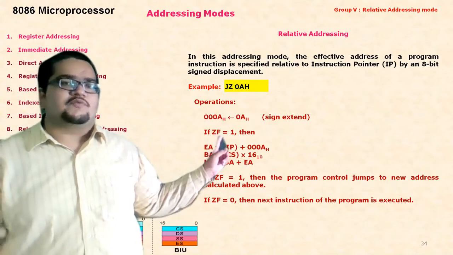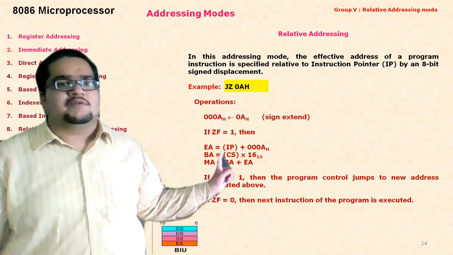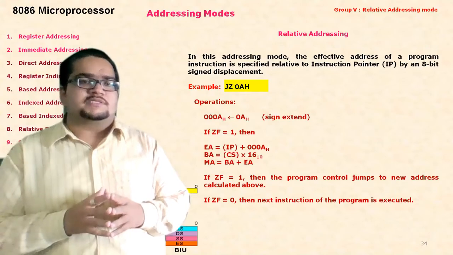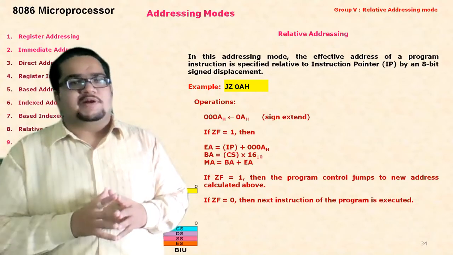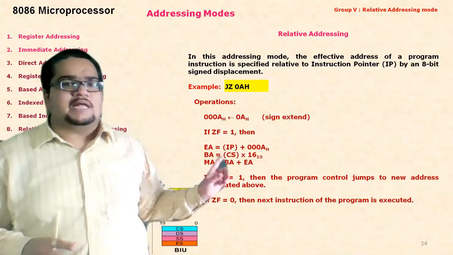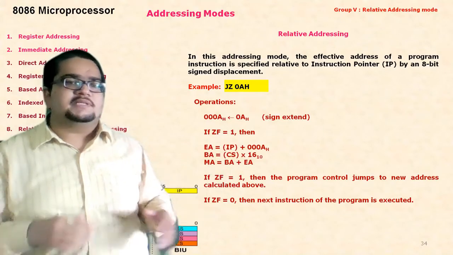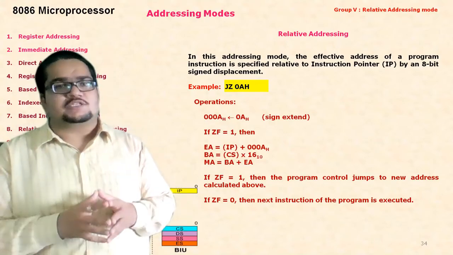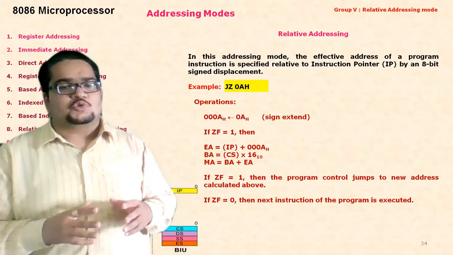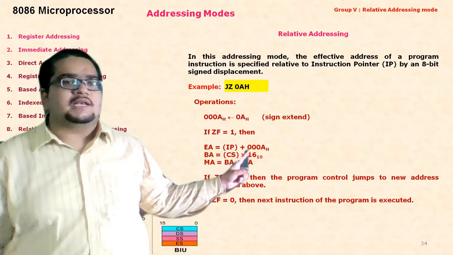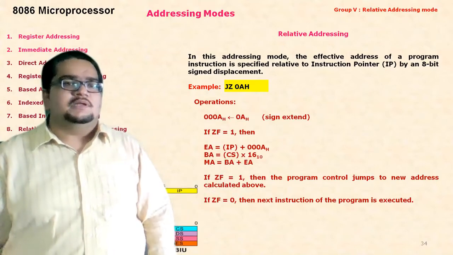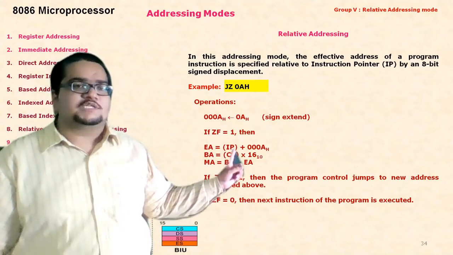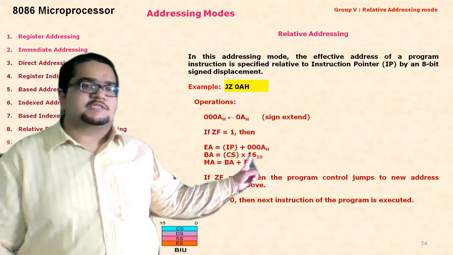And it jumps whenever the zero flag is set. So if the zero flag is 1, then the effective address will be calculated as the current value in the IP register, because the IP register always stores the effective address of the next instruction to be executed, plus this displacement number. That will be the new value in our IP register. So the IP register will change the address of what has to be executed next. It is actually saying jump 10 locations ahead. A is the hexadecimal representation for 10 decimal, so it will jump by updating its value by 10 decimal ahead.